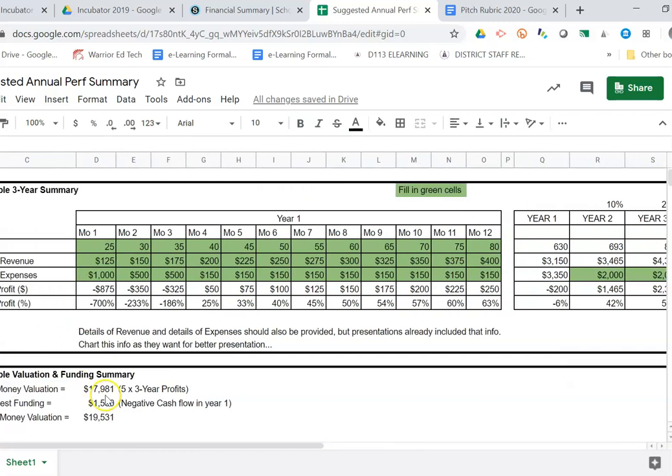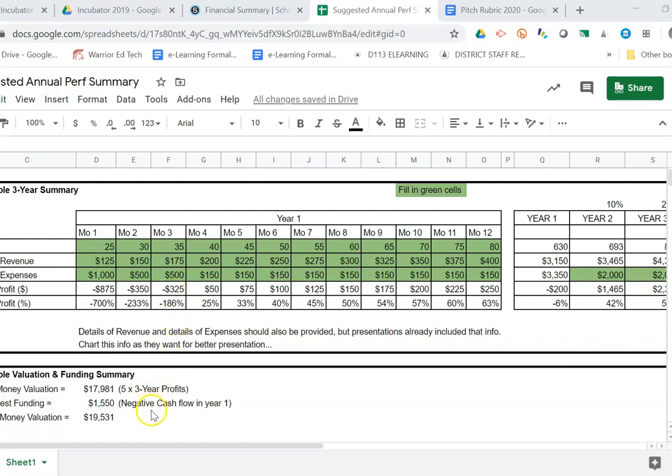Now the money that you're requesting is going to be the total of all your negative numbers here. So your requested funding is going to take all your negative amounts added up until you go positive. This one is pretty simple because you have an 875 loss, a 350 loss, a 325 loss. You might have other losses in here. So you always want to make sure you have enough cash to stay afloat as a business. And so that's the funding you're requesting up front.